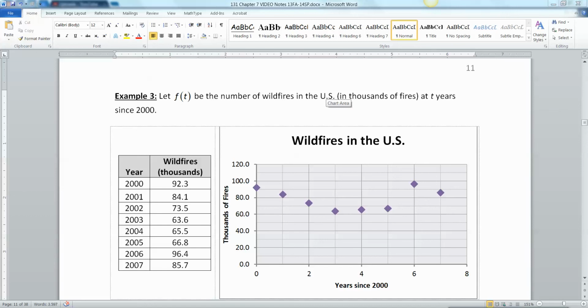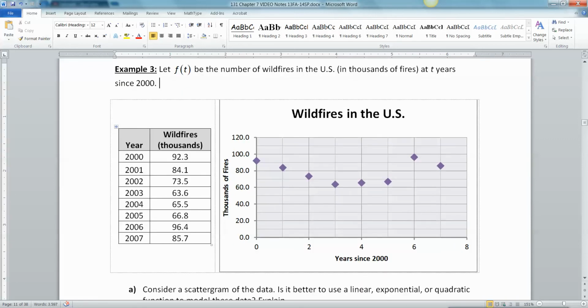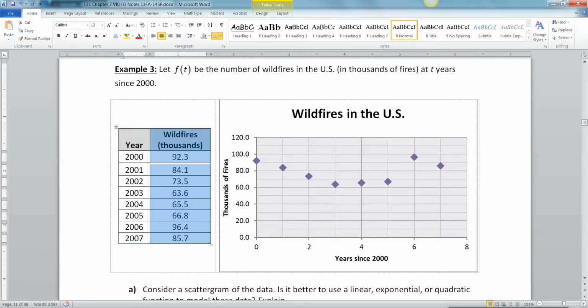Continuing with the Section 7.2 lectures, we want to let f of t be the number of wildfires in the U.S. in thousands of fires at t years since 2000. So here are our years, here are our wildfires, and you can see I've already made a graph in Excel, which you will have to do as well for the project. There are videos for how to do that when you get to project.